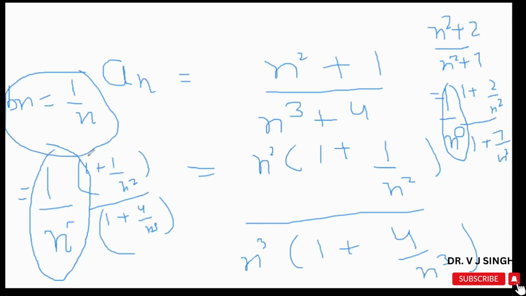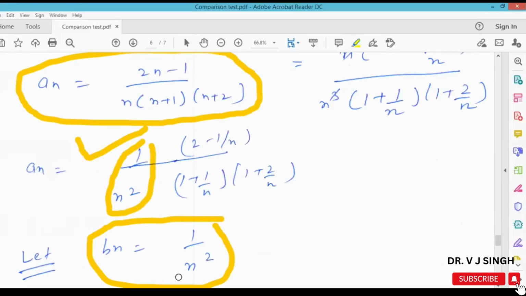So what is the main concept? How to take bn. Any problem in taking bn? Is it clear how to take bn? Yes, sir. Whatever power is left, take that as bn. So bn is 1 by n square.